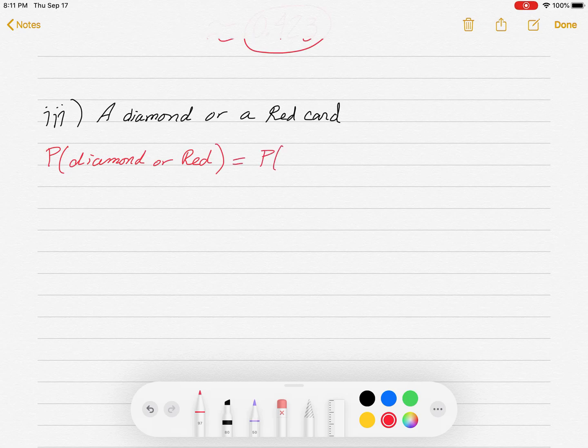It'll be the probability of getting a diamond plus the probability of getting a red minus the probability of their overlap. That's the probability of a diamond and a red.